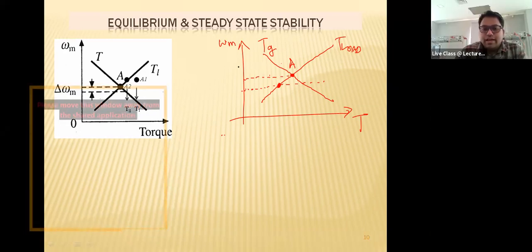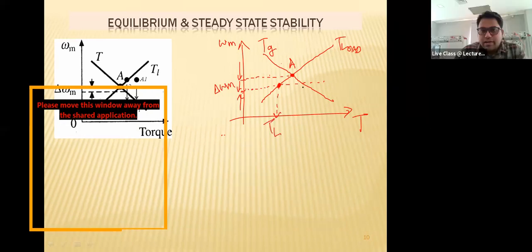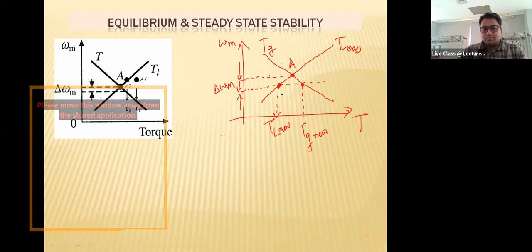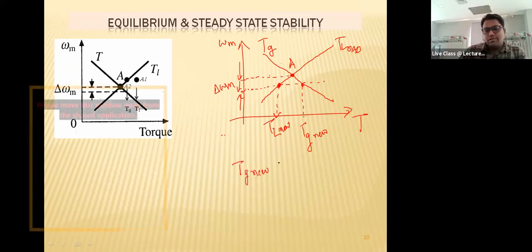Or in other words, vice versa, if there is a decrease in the speed, say the speed goes down, then what happens? This point is the TL, and this point is the TG new, and this is the TL new. Is it not so? Yes, sir. So which is greater? TG new is greater than TL new.